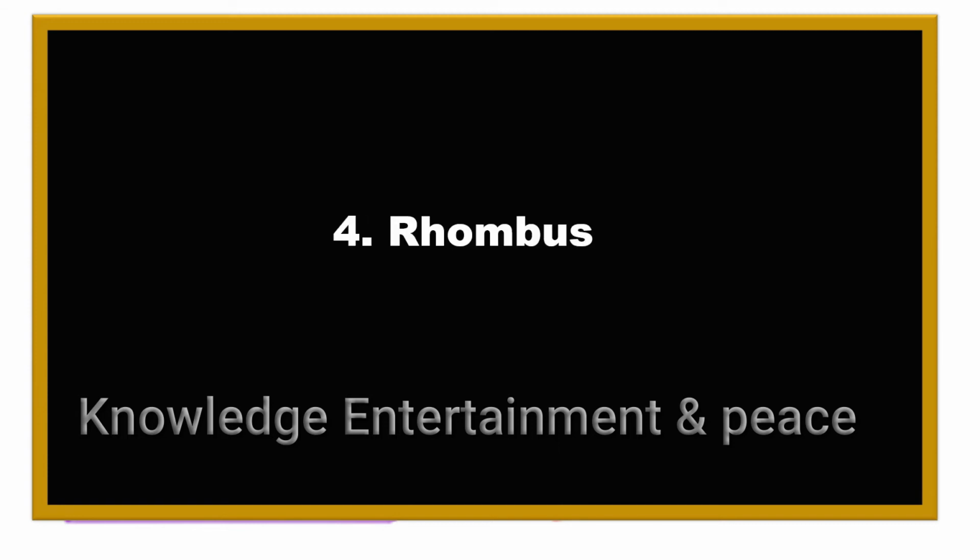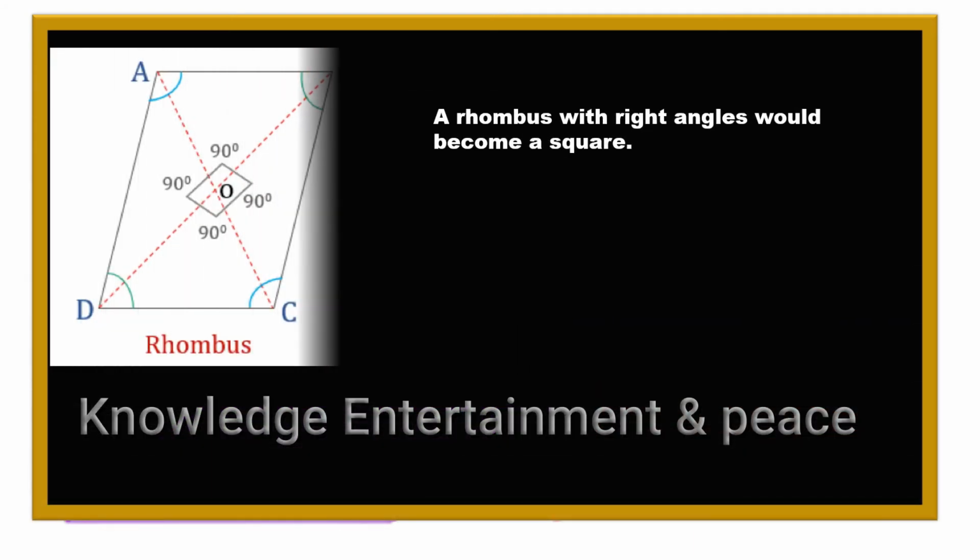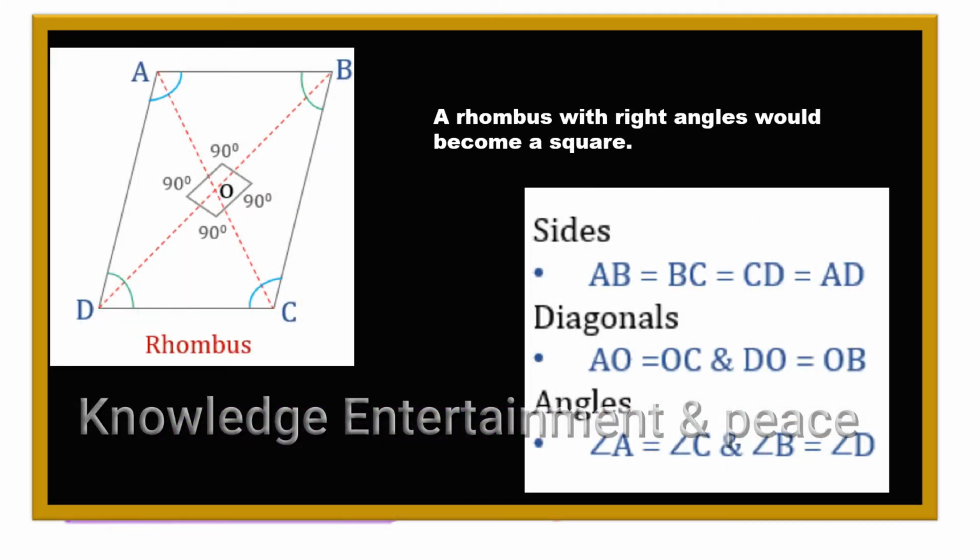The next one is rhombus. A rhombus is a quadrilateral whose all four sides are equal in length and opposite sides are parallel to each other. However, the angles are not equal to 90 degrees. A rhombus with right angles becomes a square. Another name for rhombus is diamond.